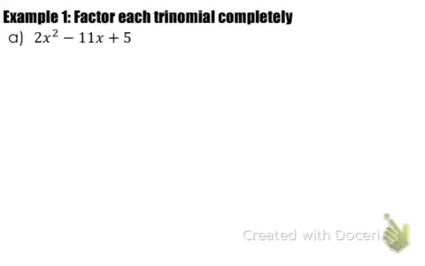Hey guys, in this video we're going to learn how to factor trinomials where possibly the GCF of our trinomial, or our three terms, is 1. Whenever we factor a polynomial, or a trinomial specifically, we want to make sure that we factor it completely. So in example 1, for part A, we're going to factor 2x squared minus 11x plus 5.